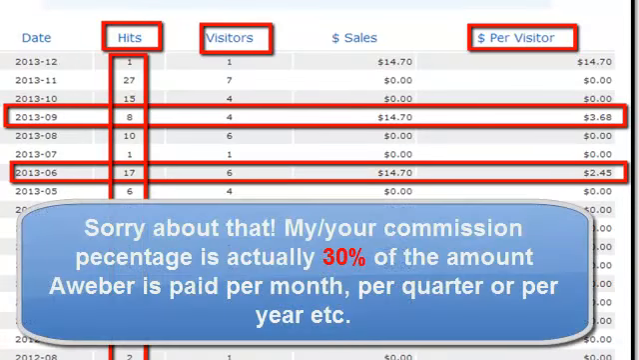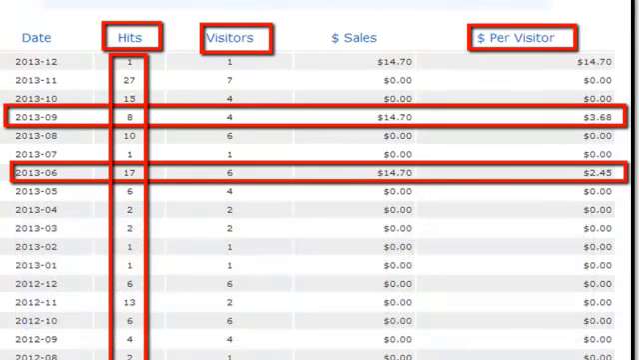But here's what I want you to know, ladies and gentlemen. Here's what's really powerful. And this is why people who are new to this kind of stuff look at that and go, oh, come on, $14.70, this is a waste of my time. Well, I agree. If you only make one sale of $14.70 and that's your commission, yeah, you're probably not going to pay too many bills with that. But here's what a lot of them don't realize.